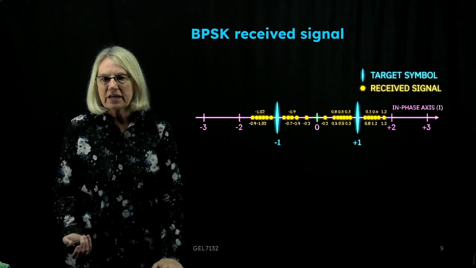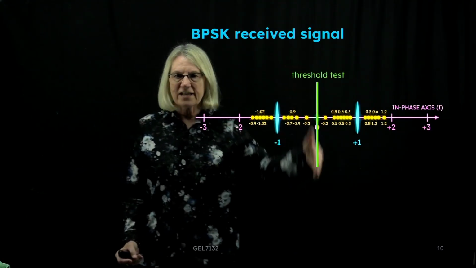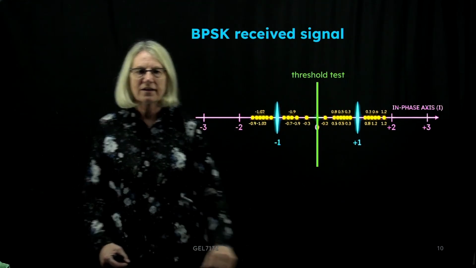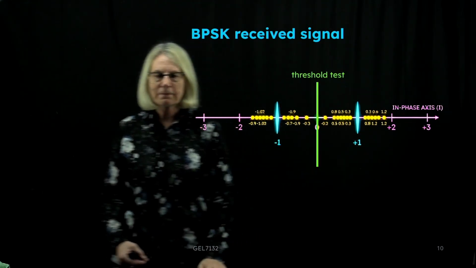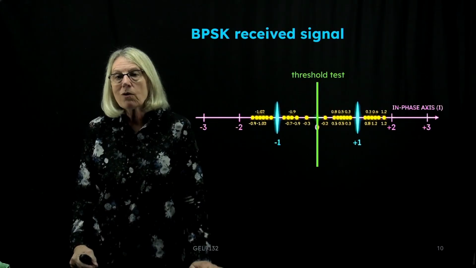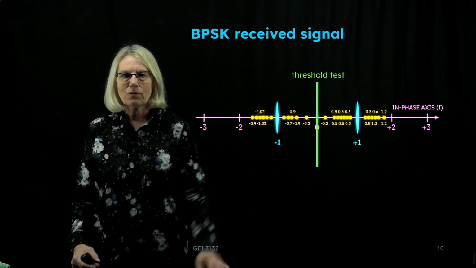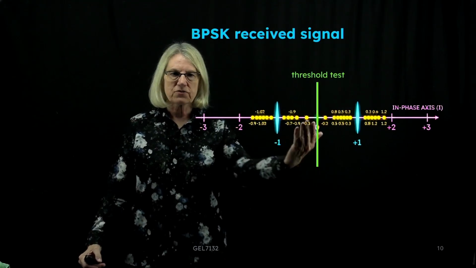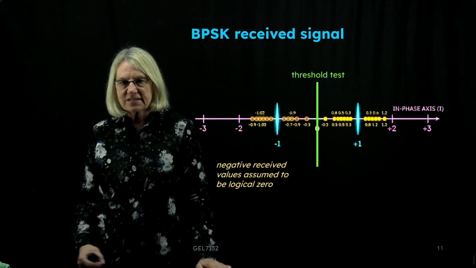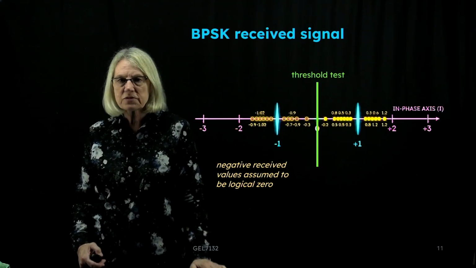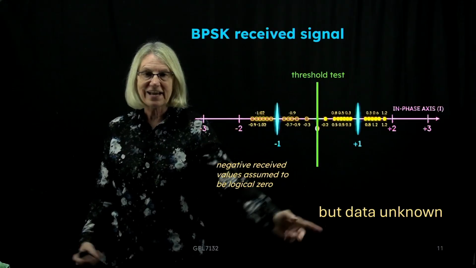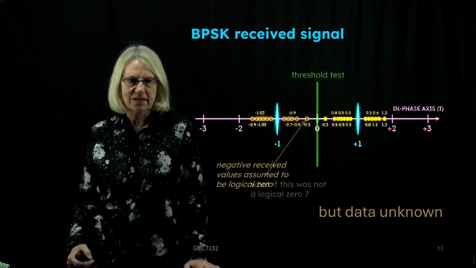And what am I going to do? Well, I'm going to take a threshold test, and everything on this side, I'm going to say must have been a -1. Everything on that side is going to be a +1. But now I wanted to come up with a metric, this error vector magnitude, where I don't really know if it's true. Was there really a -1 transferred for all of the points on here? For instance, all the negative values I will assume to be the logical zero, but that won't necessarily be the case, and I just can't count errors because I don't know the data.